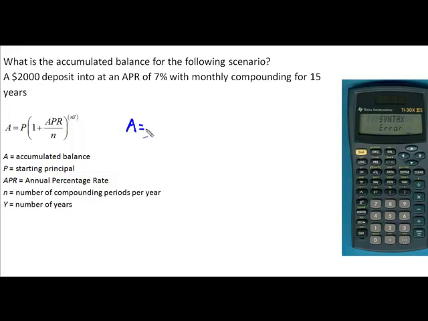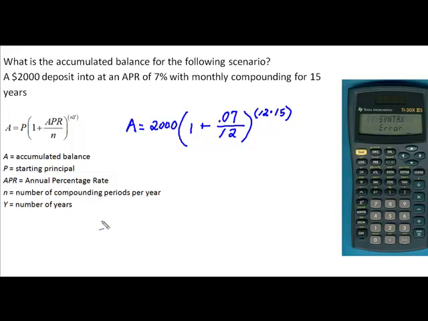So we are looking for our accumulated or future value. That future value is going to be equal to the principal, which for us is $2,000, times 1 plus the APR, which we are going to write 7% as 0.07, changed to a decimal, all over n, the number of compounding periods per year, because this is being compounded monthly, that will be 12. And then we are going to raise that to the number of compounding periods per year, which is 12, times the number of years, which for us is 15.